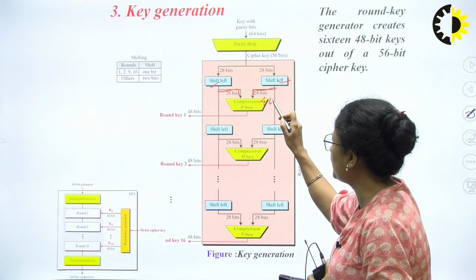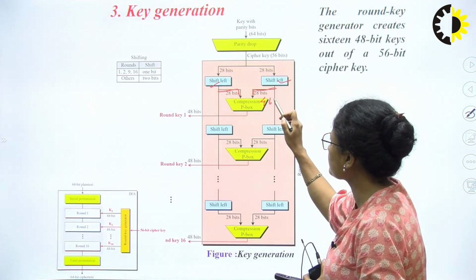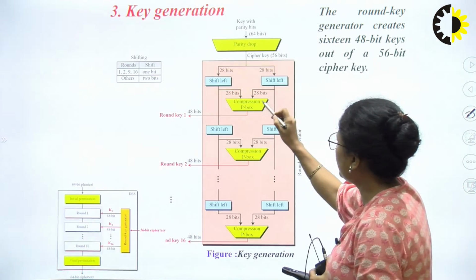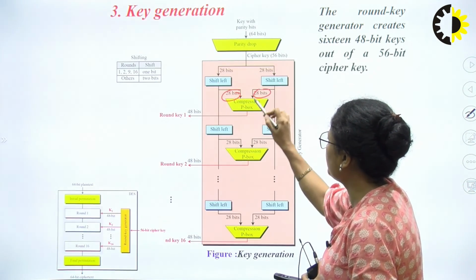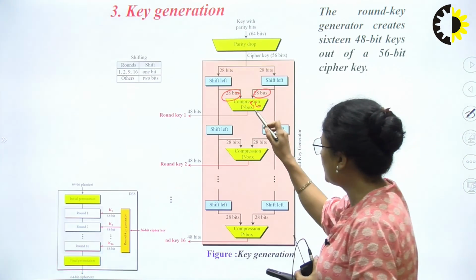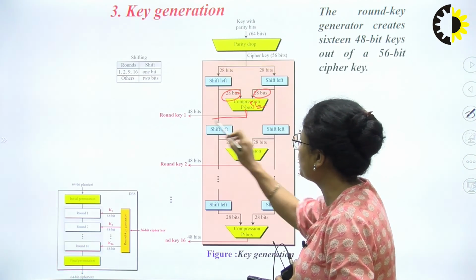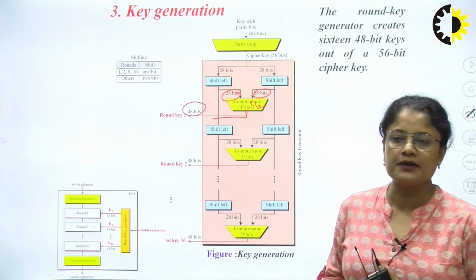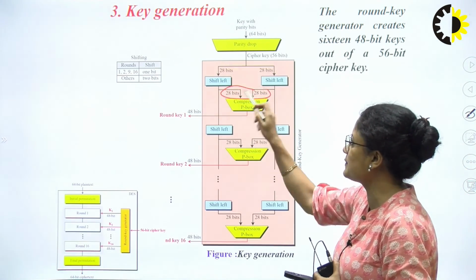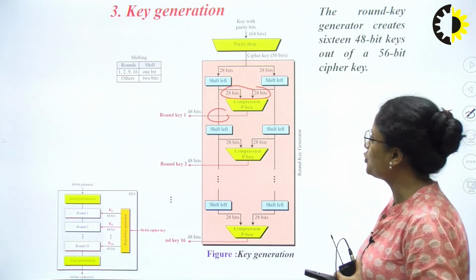So 28 plus 28 is a 56-bit input. We are getting 28 bits coming from one side and 28 bits coming from the other. So how many bits are fed to this compression P box? 56 bits. What does this P box do? It converts the 56 bits to 48 bits. So it is again a compression P box which takes a 56-bit input and gives a 48-bit output.